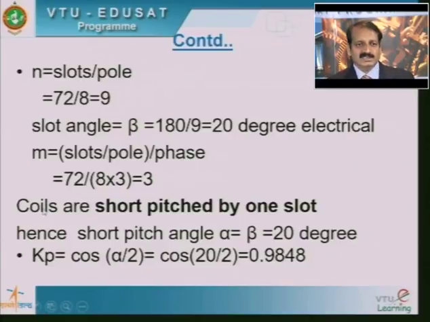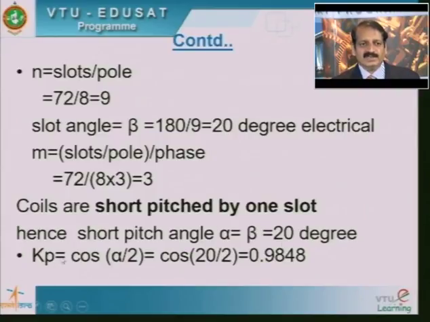Now, it is given that coils are short pitched by one slot. So, that is what is mentioned in the numerical. So, if the coils are short pitched by one slot, short pitch angle alpha is equal to beta. Beta is equal to 20 degree. That means one slot measures 20 degree electrical. Short pitch angle is equal to alpha, and coils are short pitched by one slot. So, that means alpha is equal to beta, which is equal to 20 degree.